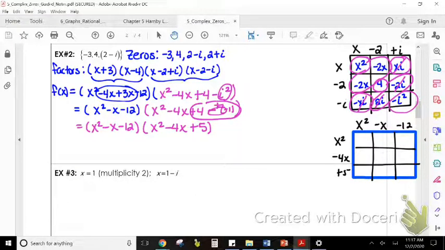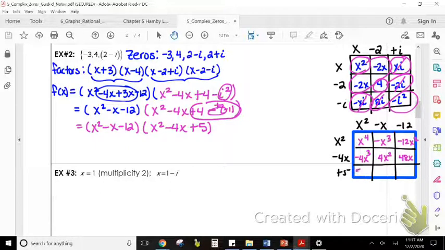All right, I'm going to fill in my box here, same way I did before. X squared times x squared is x to the 4th. X squared times negative x is negative x cubed. X squared times negative 12 is negative 12x squared. Negative 4x times x squared is negative 4x cubed. Negative 4x times negative x is positive 4x squared. And negative 4x times negative 12 is positive 48x.